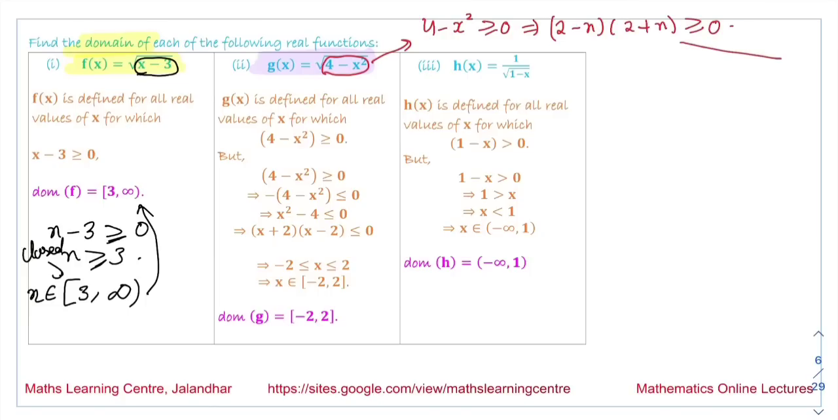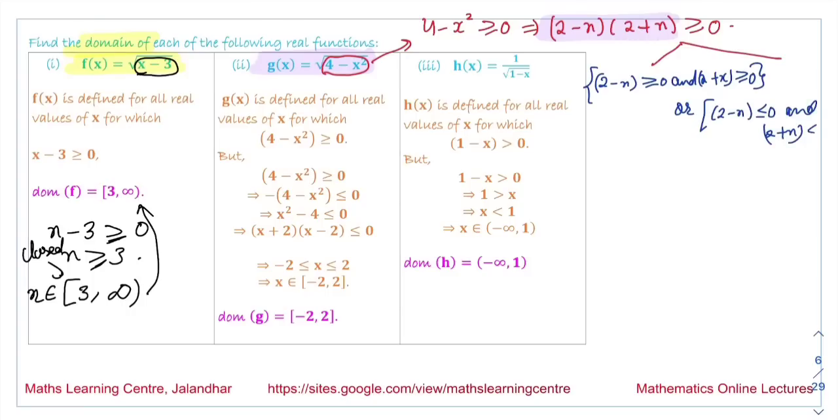So two cases arise over here. We are saying that the product of these two numbers should be positive. So 2 minus x is greater than or equal to 0 and 2 plus x is greater than or equal to 0. This is the first condition. Or both of these: 2 minus x is less than or equal to 0 and 2 plus x is less than or equal to 0.